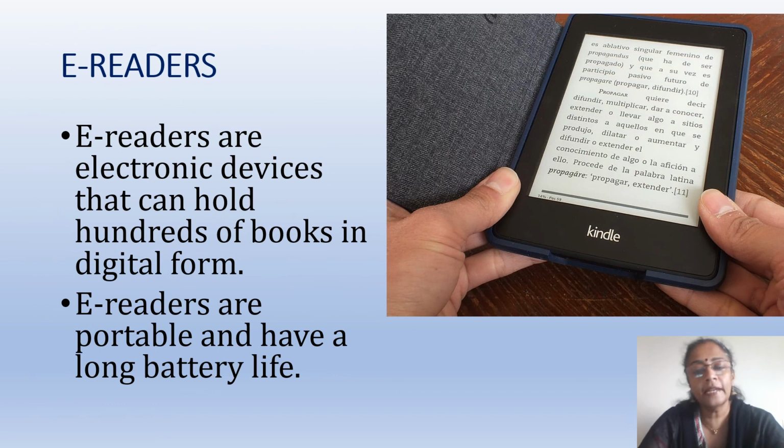The last one is the e-reader. An e-reader is an electronic device which holds hundreds of books in digital form. The e-reader is portable and has a long-life battery. Whatever books you want, you can download into your e-reader, and you can read them at your own convenience. Because it gives and stores a lot of information, the e-reader is also a new form of ICT tool.